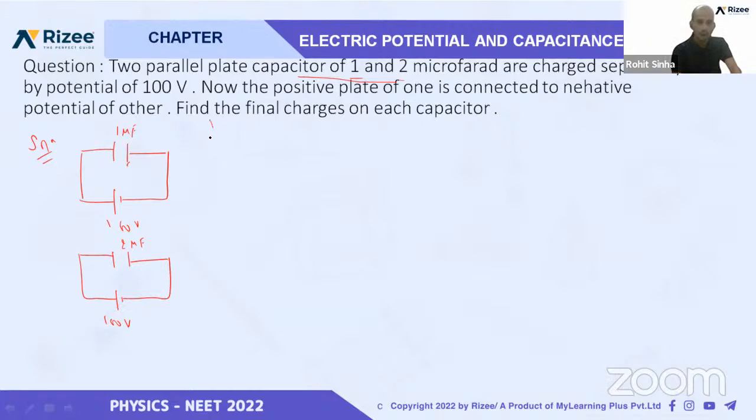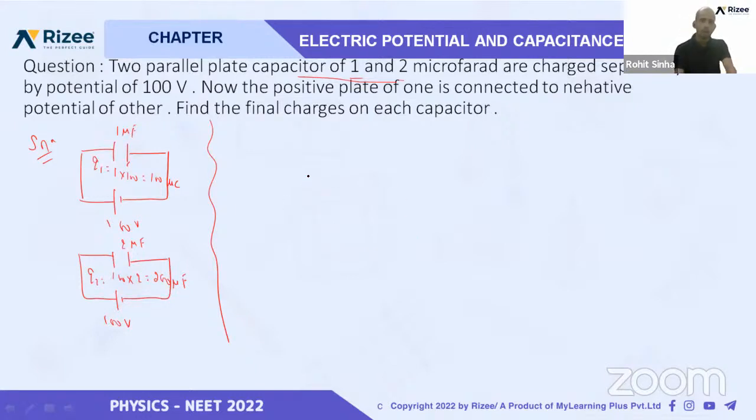Now, we know if we have connected and it gets charged, it will attain a charge Q1 equal to how much? CV. CV means 1 into 100, that means 100 microcoulomb. And here charge Q2 will be 100 into 2, CV, that will be 200 microcoulomb.